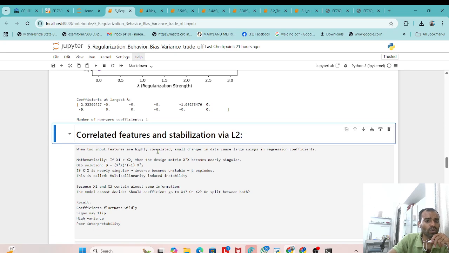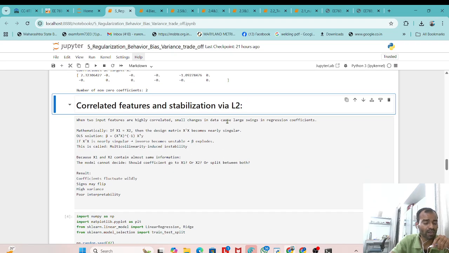So, correlated features and stabilization. So it is stabilization with L2. Now we have to stabilize the highly correlated features. How can we stabilize the highly correlated features? So highly correlated features can be stabilized by using the L2 regularization. How can we achieve that highly correlated stabilization?